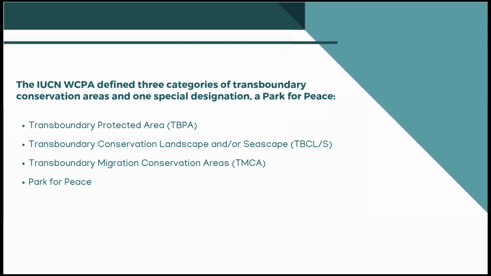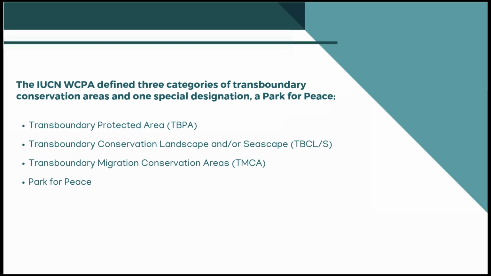To clarify the concept, the World Commission on Protected Areas of the International Union for Conservation of Nature defined 3 categories of transboundary conservation areas and 1 special designation, a Park for Peace. The first category is the transboundary protected area, which is a clearly defined geographical space consisting of protected areas that are ecologically connected across 1 or more international boundaries and involves some form of cooperation.